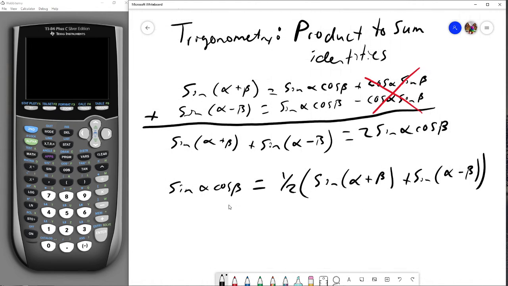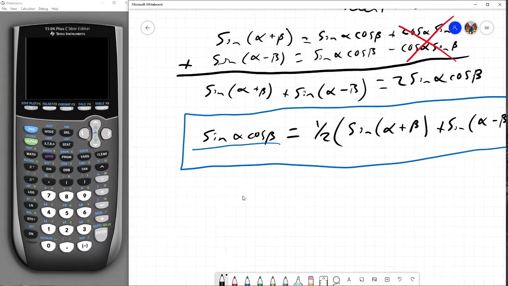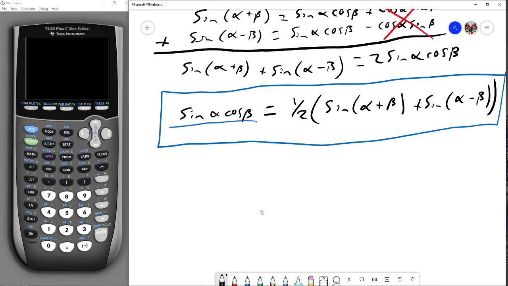So this shows us how to take a product of two trig functions and expand it into a sum of just sines, which is very convenient. Alright, we'll put a box on that. Alright. Now, we can perform a very similar process here using cosines to discover more fun facts.